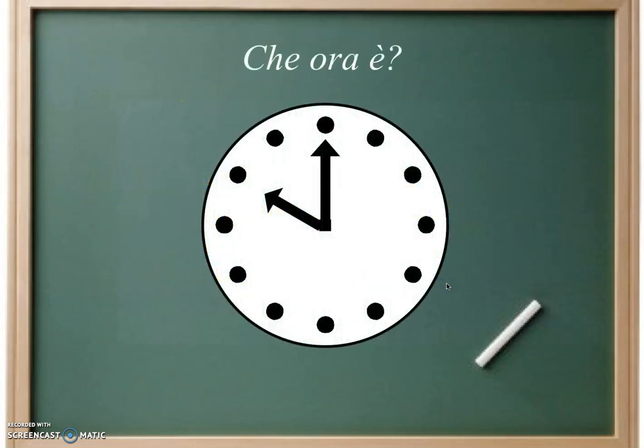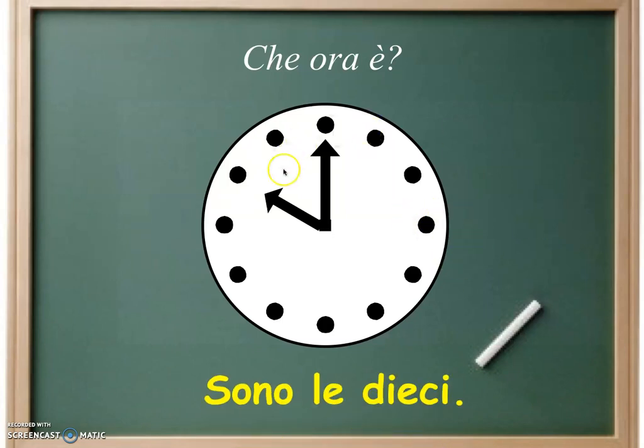Okay, now let's go into a few phrases we have. The first question that I asked you guys was ¿Qué hora é? And based on this clock, this is my hour hand, the smaller one, my bigger one's the minutes. Sono le 10. Sono le 10 is 10 o'clock. It is 10 o'clock. 10 is 10. So it is 10.